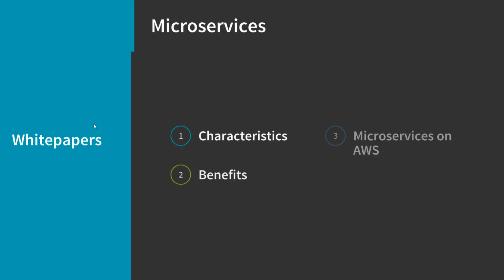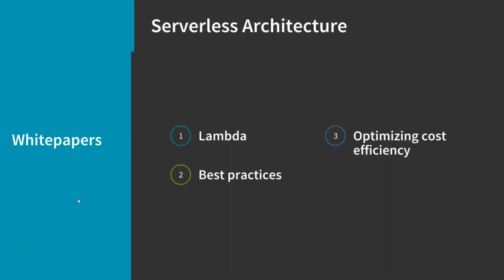In the next white paper, which is on microservices, you're going to want to spend some time specifically going over the characteristics of a microservice and what makes it a microservice, the benefits of using them, and then how to implement microservices on AWS. Next, we have serverless architecture, and for this one, you're going to want to spend some time going over Lambda once more, and then also the best practices when implementing serverless architecture, and finally, optimizing cost efficiency.